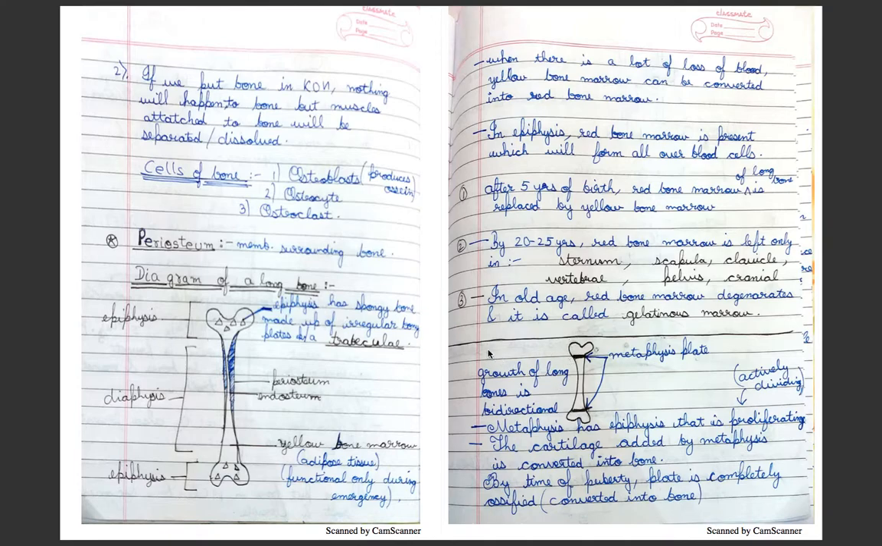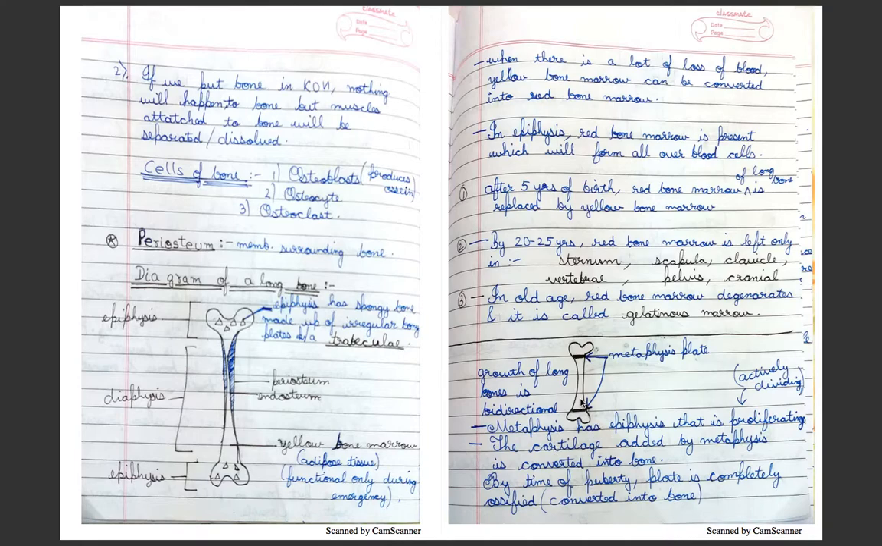Okay, now growth of bone. Growth of long bones is bidirectional, that is in both directions, unlike cartilage, which is unidirectional. The metaphysis is present on the two sides, at the two ends of the bone, and has an epiphyseal plate that is proliferating, that is, actively dividing, and thus growth occurs on both sides.